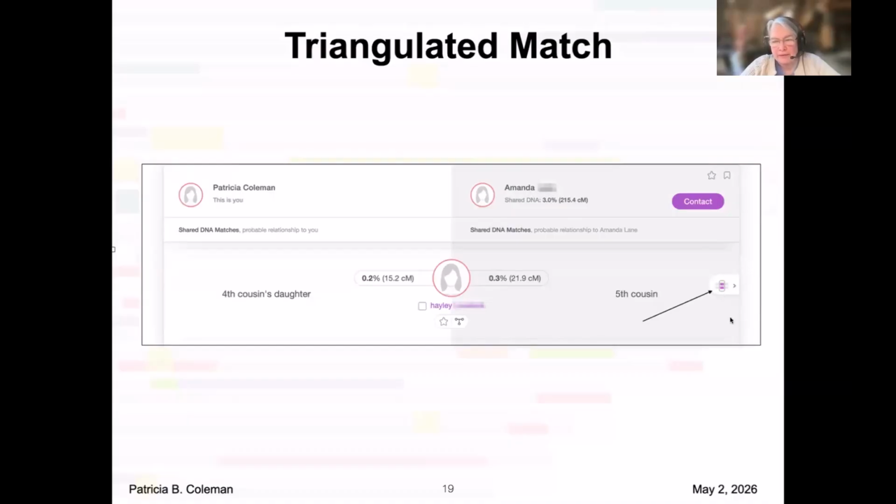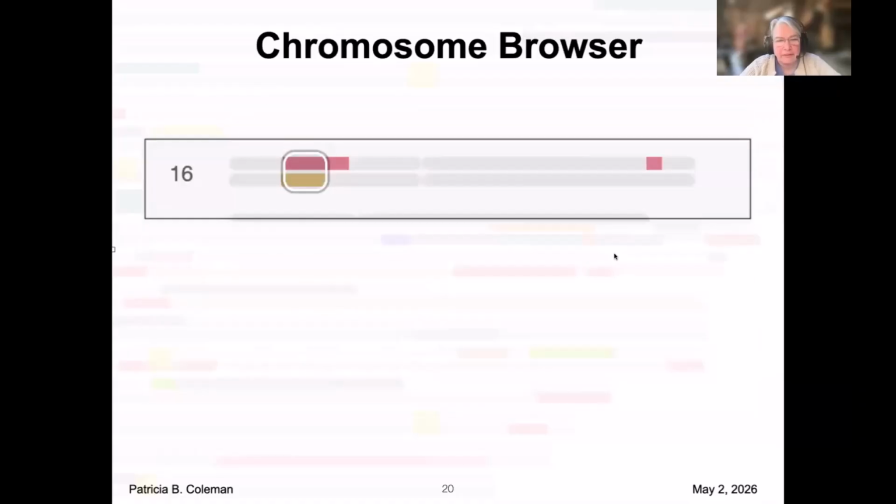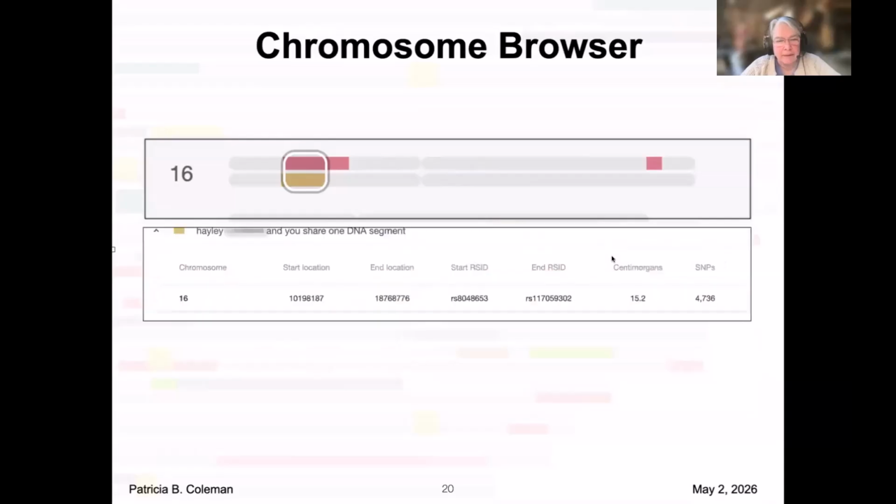So clicking on this symbol brings up the chromosome browser. And again, it's telling us there's one triangulated segment. Scroll down, and here's where that segment is on chromosome 16. The red is for Amanda, and the mustard color is for Haley. And down at the bottom of the page is the segment information that Haley shares with me.